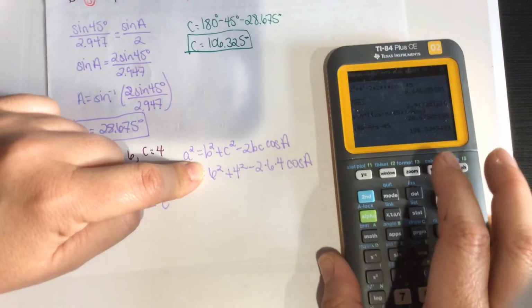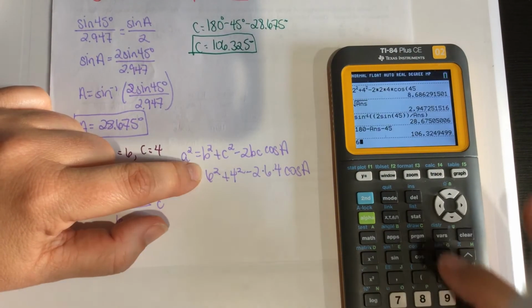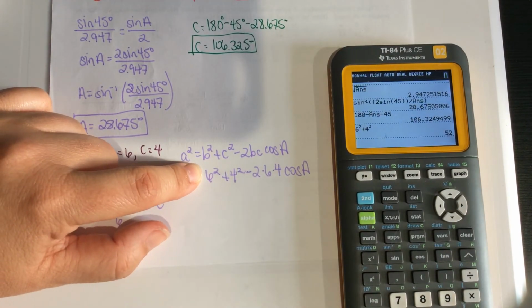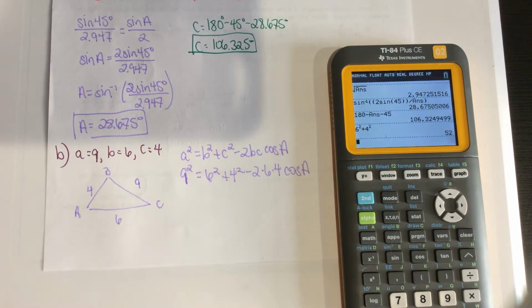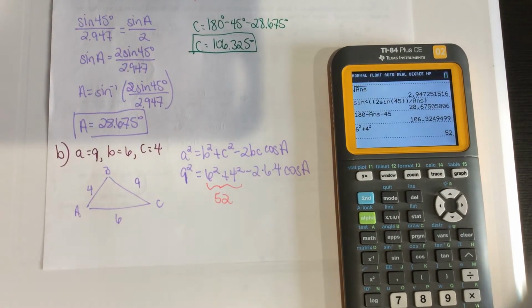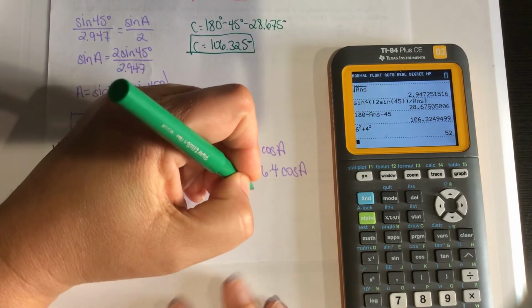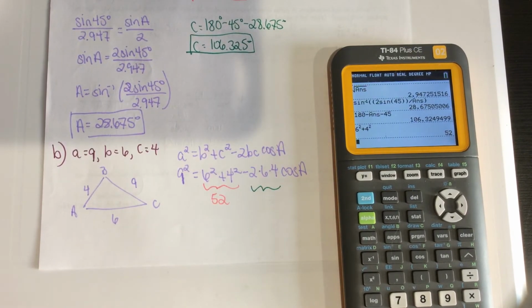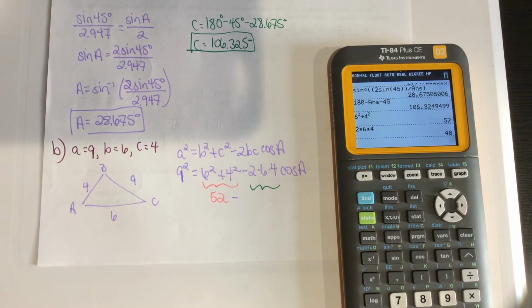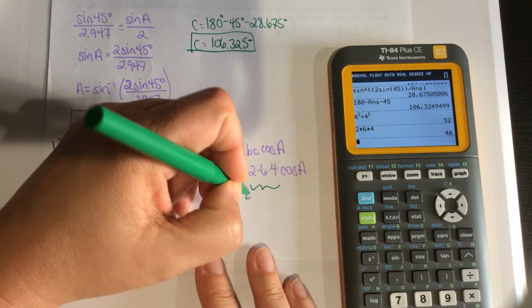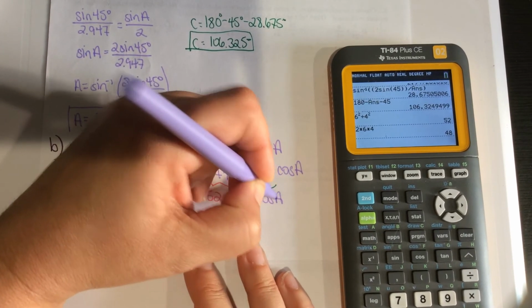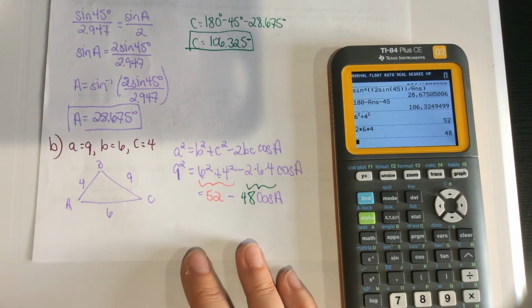So 6 squared plus 4 squared. It's evening and I'm tired and I've been working all day, so I am using my calculator. 6 squared plus 4 squared is 52. I'm allowed to do that, right? 52. And then I'm going to go minus 2 times 6 times 4. Now I'm really being lazy. I knew that. 48. And then the cosine A. Guess what? I'm not going to do 9 squared on the calculator.